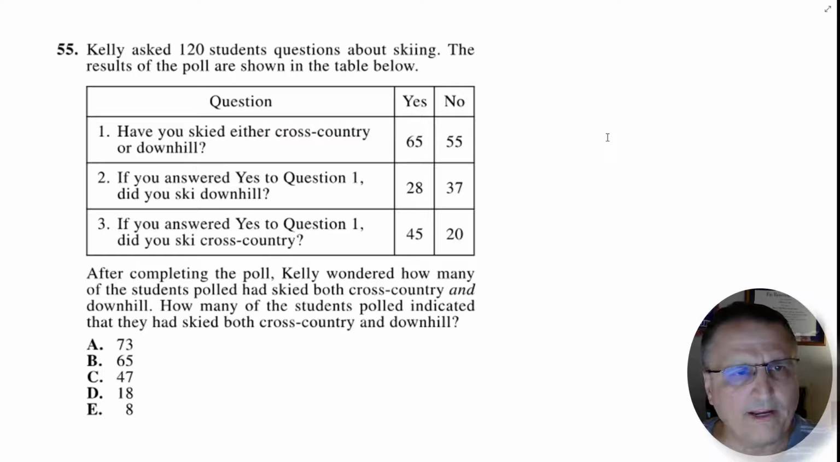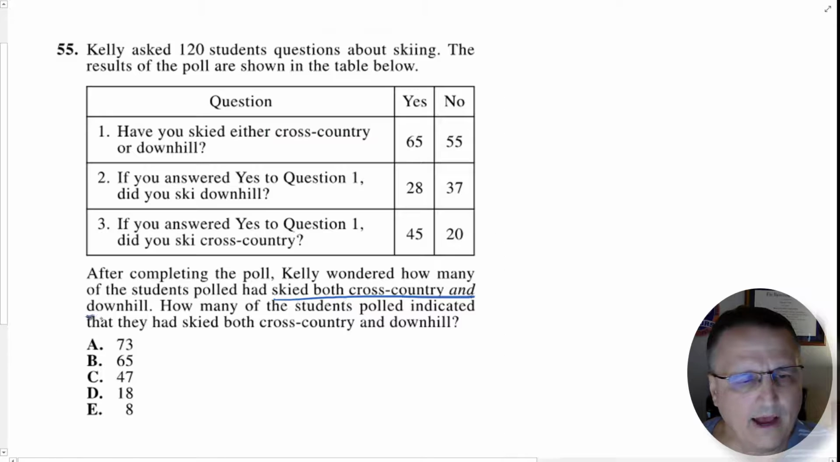So here's the problem. Kelly asked 120 students questions about skiing. The results of the poll are shown in the table below. And there's 3 questions here. It says, after completing the poll, Kelly wondered how many of the students polled had skied both cross-country and downhill. How many of the students polled indicated that they had skied both cross-country and downhill?